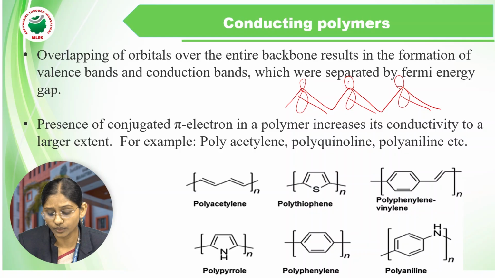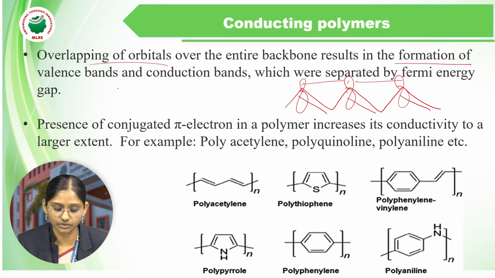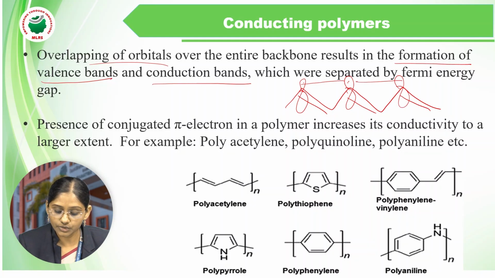Because of these pi electron clouds, they overlap with each other. The p orbital of one carbon atom overlaps with the p orbital of another carbon atom. Because of this overlapping of the orbitals in the polymeric chain, it leads to the formation of the valence band and the conduction band.